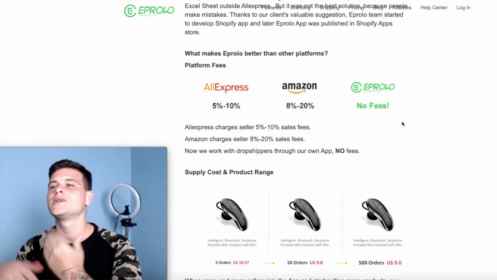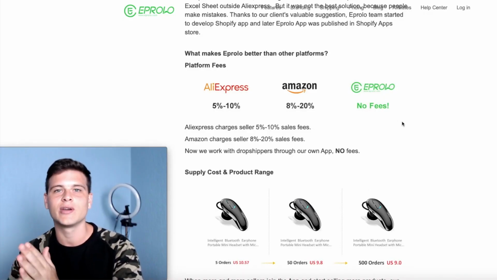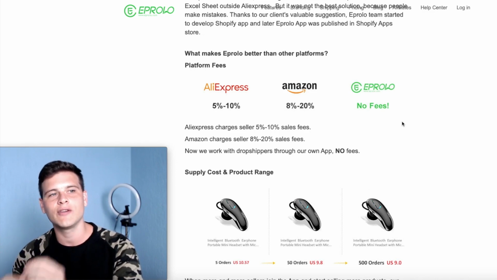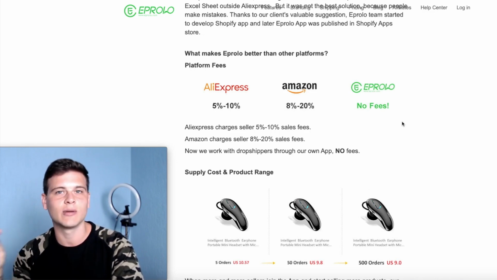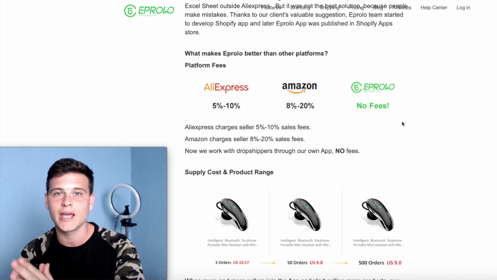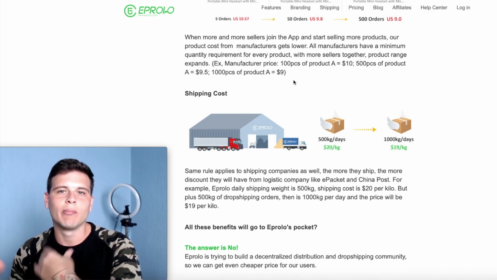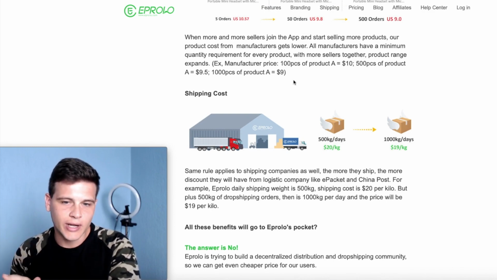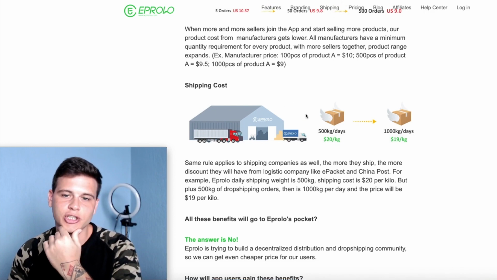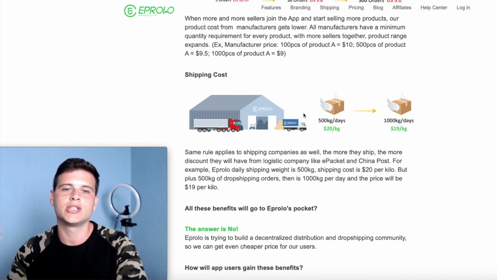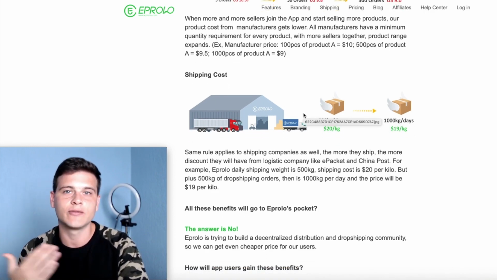So before we start doing the comparison of the products, it means that if they are selling a product that is available on AliExpress, here it has to be cheaper, right? They're not charging any kind of fees. Over here what they explain is that the more they buy, the cheaper the price they get for the product, and the same thing applies to shipping costs. The more packages they ship, the lower the rate they get from the shipping couriers.